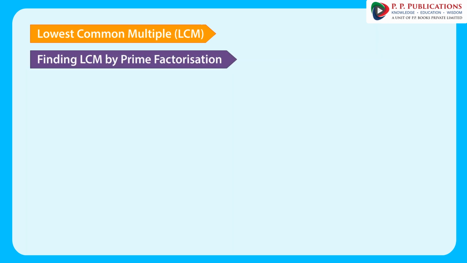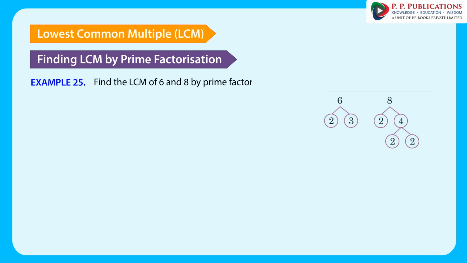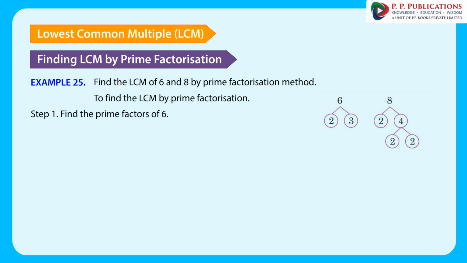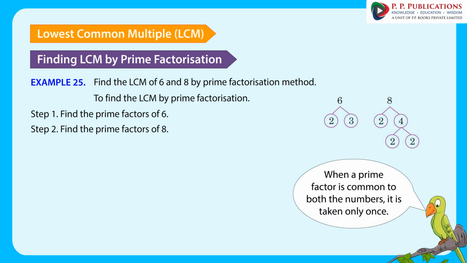Finding LCM by prime factorization. Example 25. Find the LCM of 6 and 8 by prime factorization method. To find the LCM by prime factorization, Step 1. Find the prime factors of 6. Step 2. Find the prime factors of 8. When a prime factor is common to both the numbers, it is taken only once.